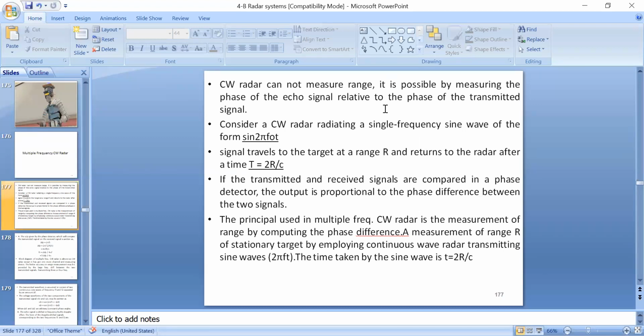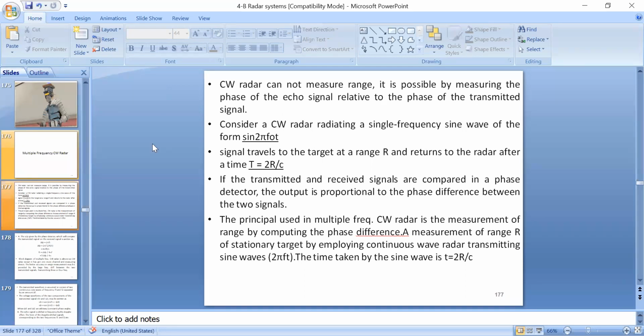So how are we measuring the range of a moving target, which is not possible in a basic continuous wave Doppler radar? We are calculating it by using the frequency deviation. I already showed the derivation, right? By using frequency deviation, we measure the range information of the moving target.